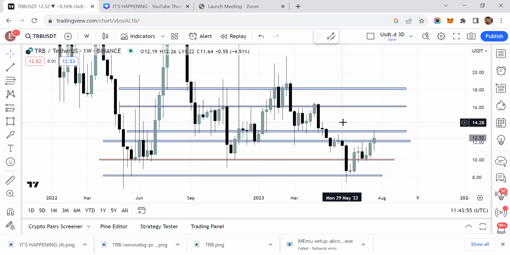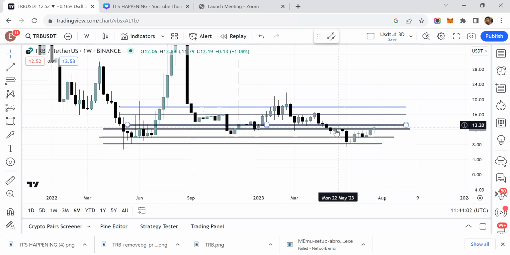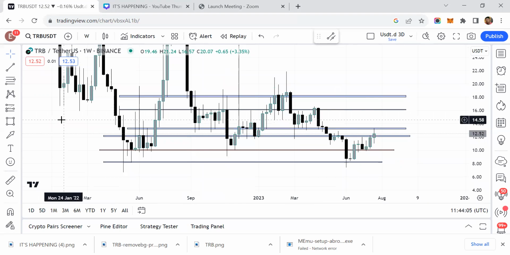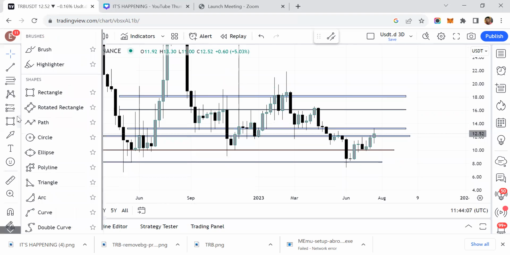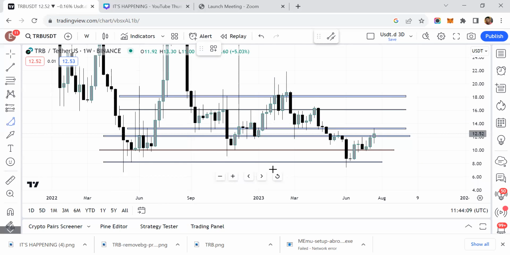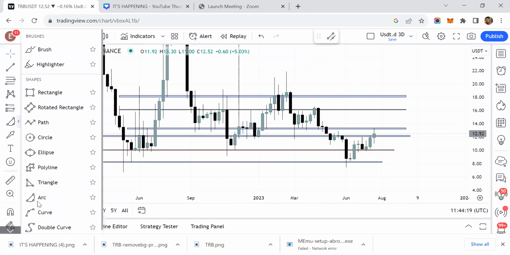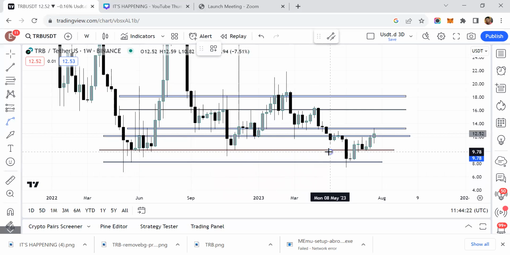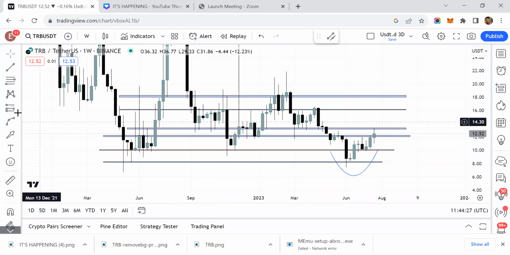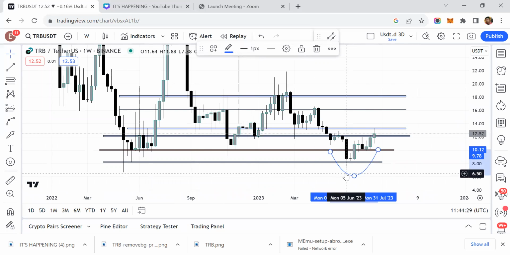Now, the first thing you want to do is to come here on your weekly time frame. Try to understand what exactly the market is doing. Are we bullish or are we bearish? If you look very clearly, you're going to see something here. Let me use a curve to illustrate this. You're going to see something like this, and it's actually repeating itself here again.